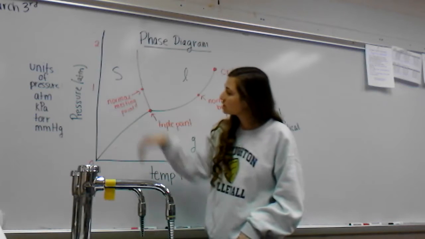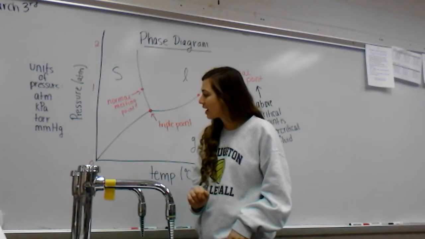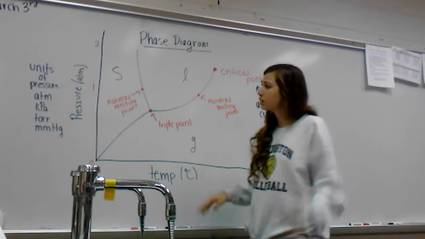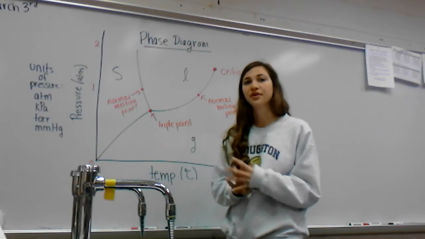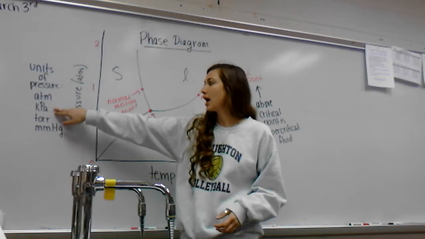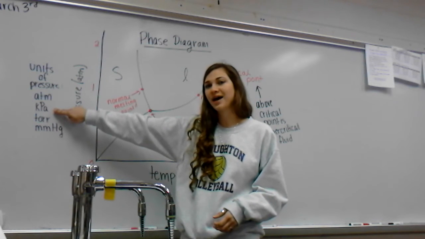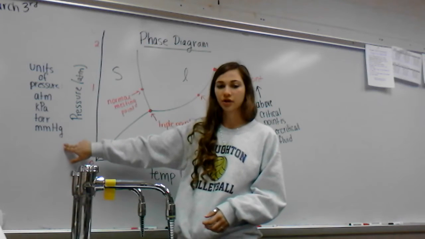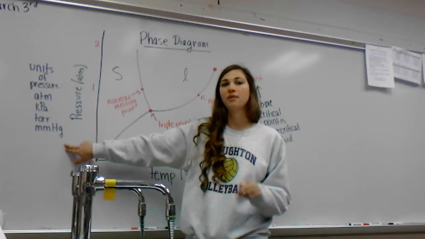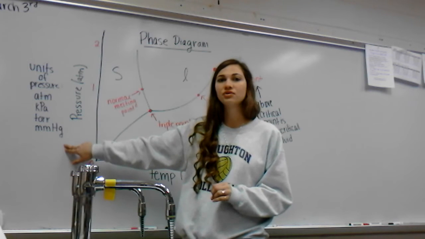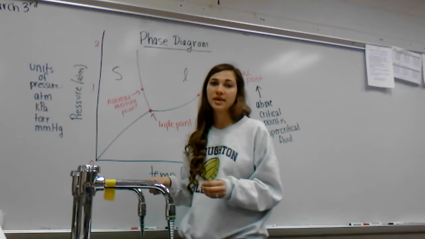If we look at our axes, we have pressure as our y-axis and temperature as our x-axis. Pressure can be in four different units. ATM, which is atmospheres, kPa, which is kilopascals, torr, or millimeters of mercury. All of these can be found on the front page of your reference packet. On the front page of your reference packet, it tells you the conversions between them.